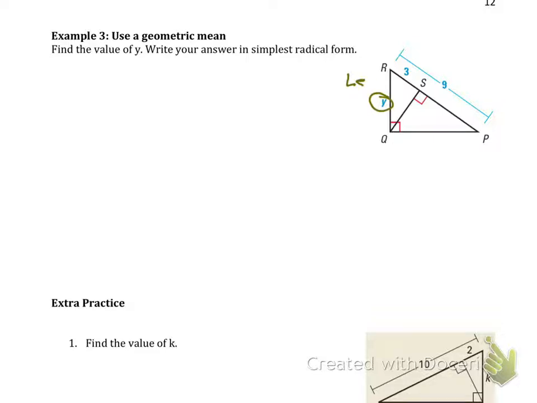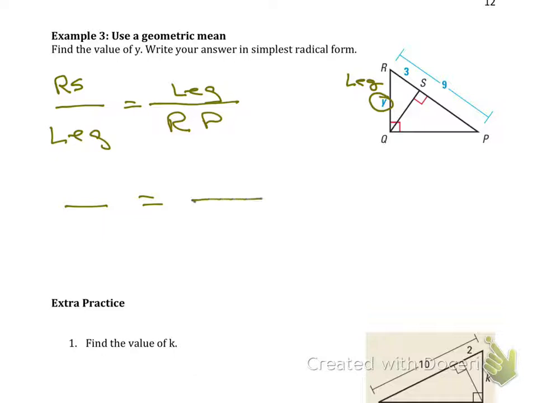So a leg. So what do we know? We know the leg is the geometric mean between the piece of the hypotenuse closest to it and the whole hypotenuse. Since we have numbers now, we can actually put numbers in and solve for some things. I don't know what the leg value is, but I do know the piece of the hypotenuse closest to that leg, and it's adjacent to it, is the 3, and the entire hypotenuse is the 9.